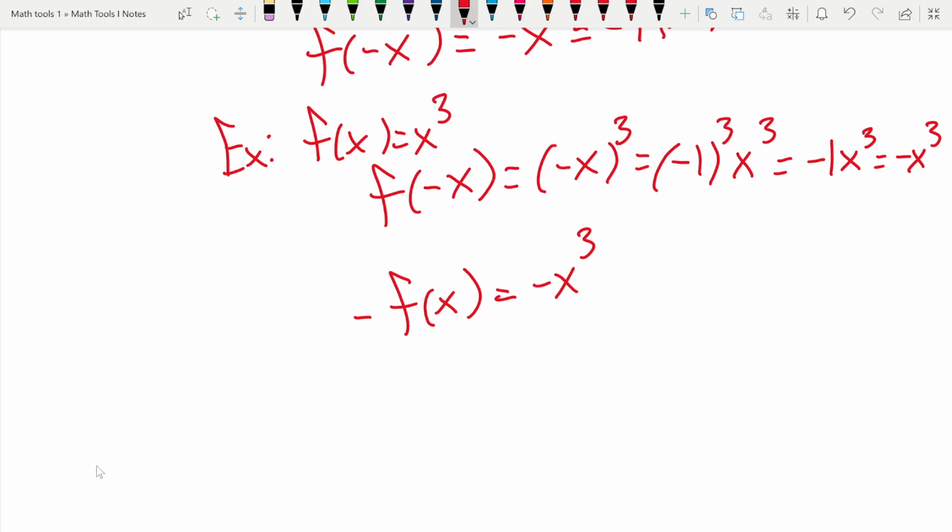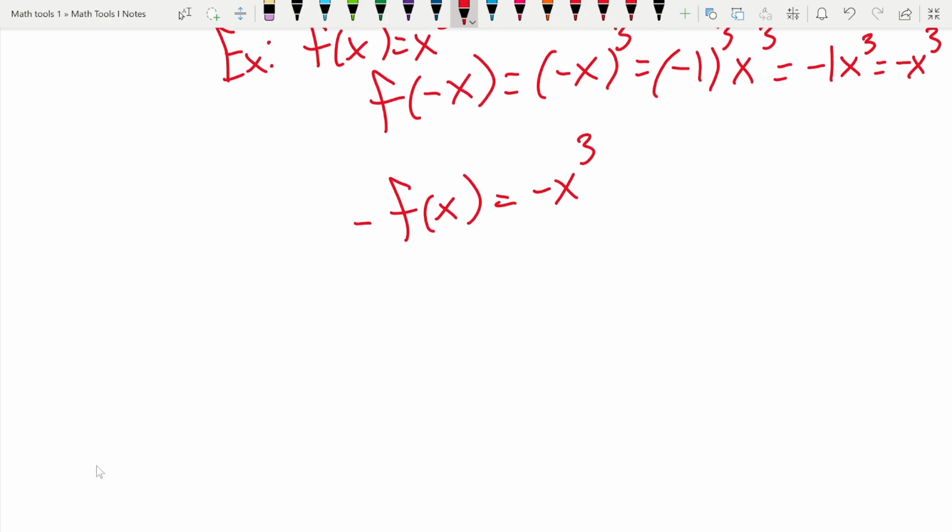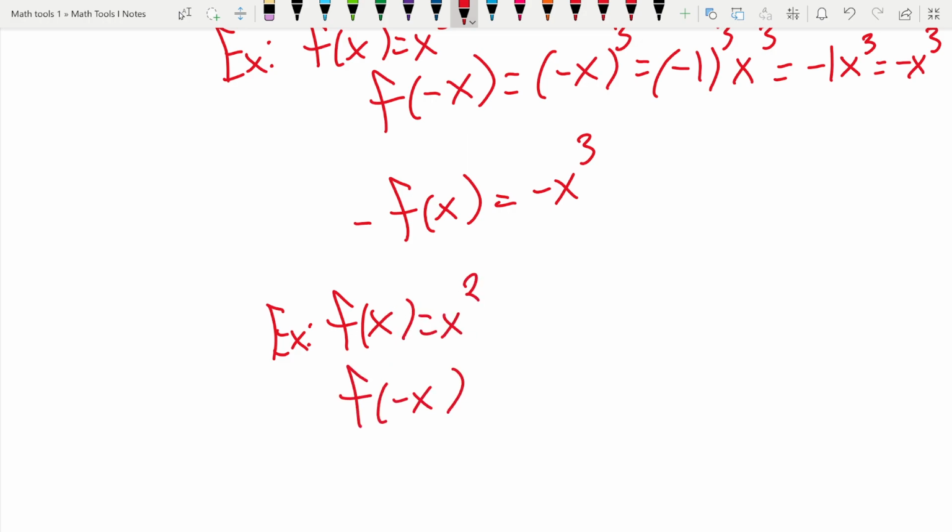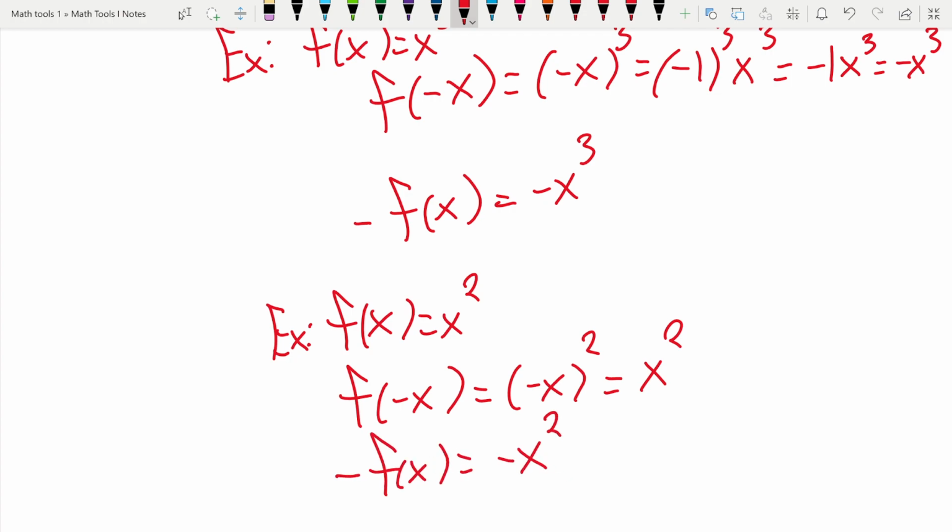Okay, so they don't always come out to be the same thing. Like if we look at x squared again, then f of negative x would be negative x, squared, which we already showed was x squared. But negative f of x is negative, x squared.